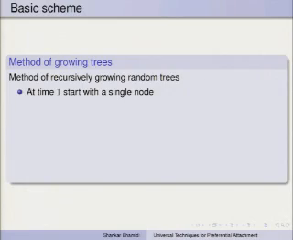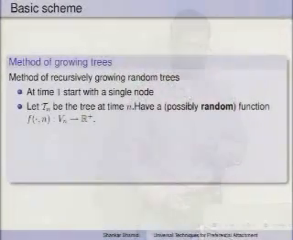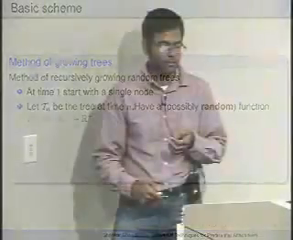So what is the basic scheme? First I'll tell you how you grow trees. These trees have a distinguished root, which is the first vertex to start the entire scheme. At time 1 you start with a single node, and suppose you've constructed your tree at time n. Then a new node comes in. For each vertex in your tree, you have a function which tells you how attractive this particular node is for the next node to come in and attach itself. So you have a function on the vertex set of your tree.